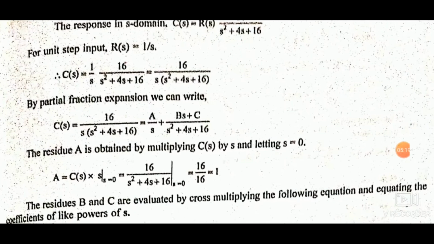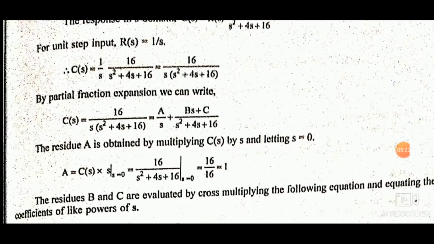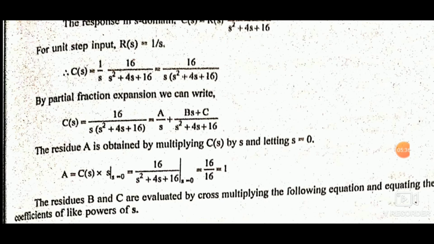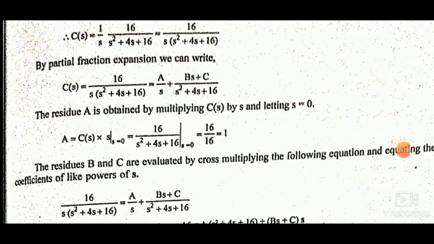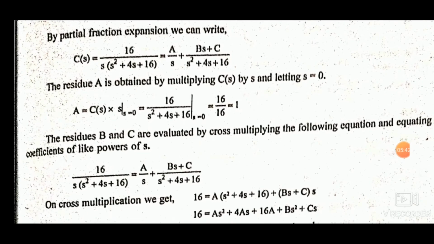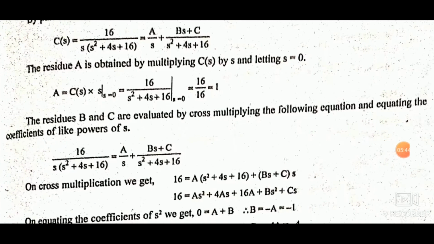The residue: S tends to 0, C of S into S, S tends to 0. S into S cancel, 16 by S square plus 4S plus 16. Here substitute S equal to 0, 16 by 16, that is 1. B and C evaluate. Cross multiply the equation. Already we know the value of A.